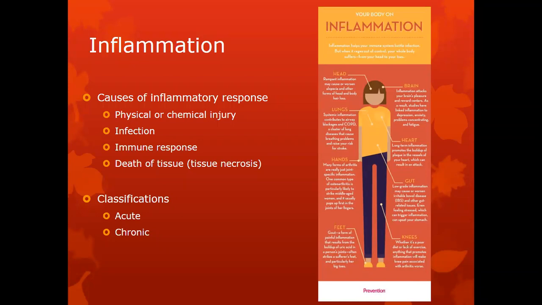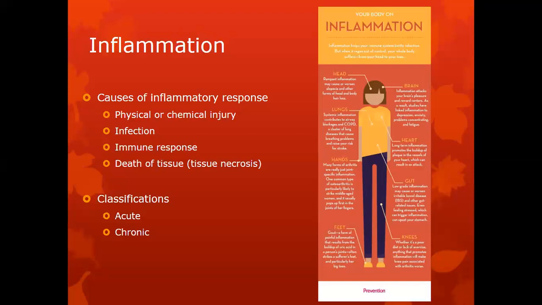Immune response, so an overactive response to whatever caused that immune system to respond. So this is when we're talking about, like, if an allergic agent has been identified and there's an anaphylactic response, that would be an overreaction, but it could also be just your normal immune response to an antigen that does not belong in your body. And then again, death of tissue. So tissue necrosis will also lead to an inflammatory reaction.